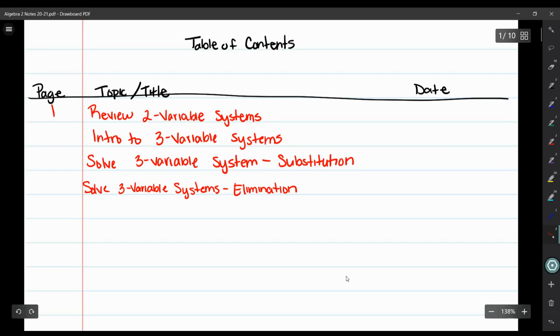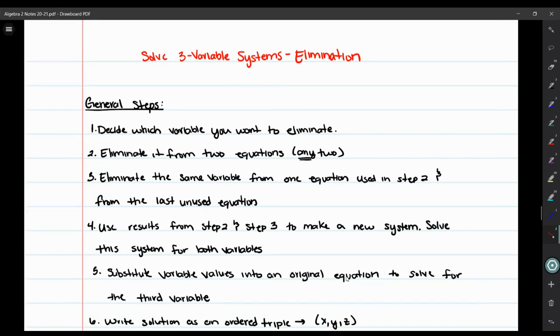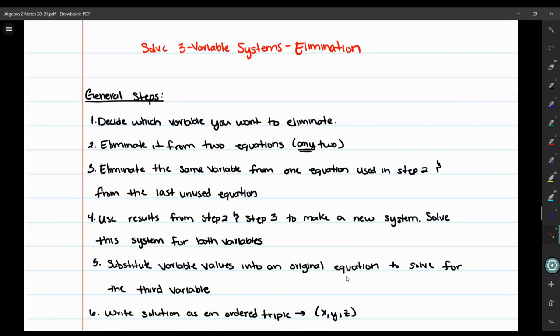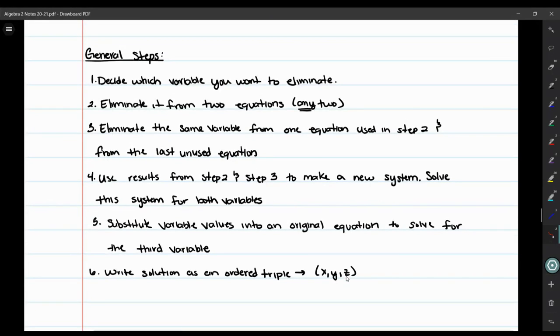We're going to talk about solving three variable systems by elimination. So this is the entry you need to make in your table of contents as well as the title of your next empty page of notes. Solving by elimination. So here are the general steps. I'm going to read through these. Feel free to pause the video to paraphrase these and write these down.